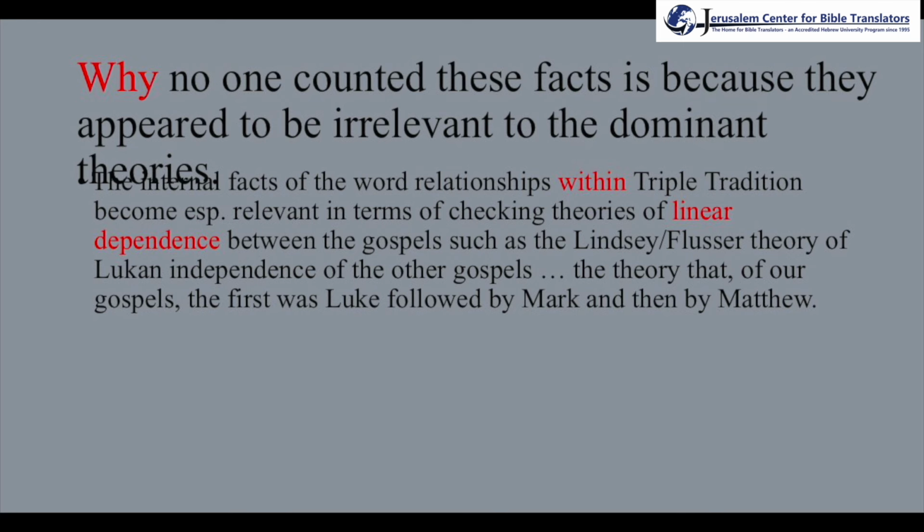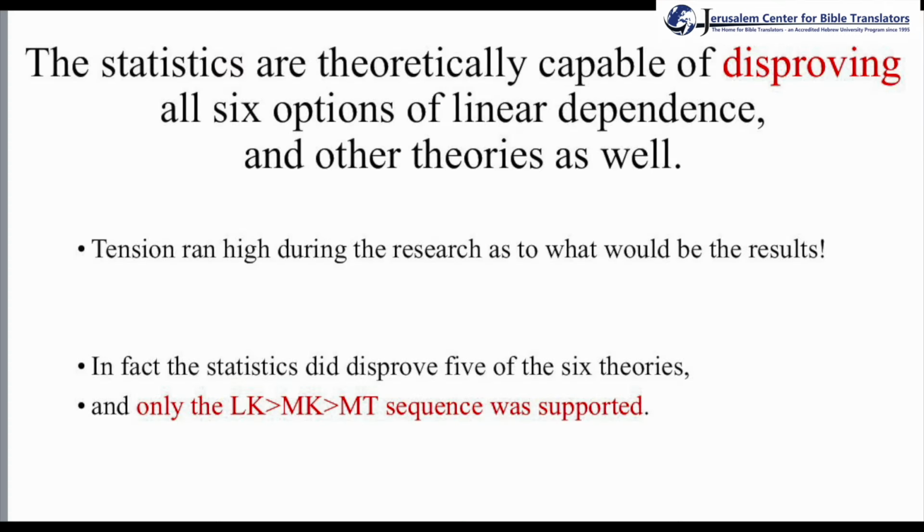So why no one counted these facts is because they appeared to be irrelevant to the dominant theories. The internal facts of the word relationships within triple tradition become especially relevant in terms of checking the theories of linear dependence between the Gospels, such as the Lindsay-Flusser theory of Lucan independence of the others, the theory that of our Gospels, Luke was first, followed by Mark, and then by Matthew. Now, these statistics are capable of disproving all 6 options of linear dependence and other theories as well.